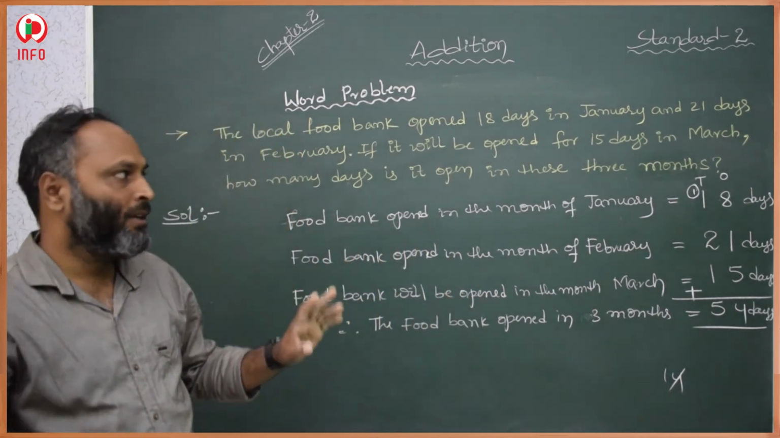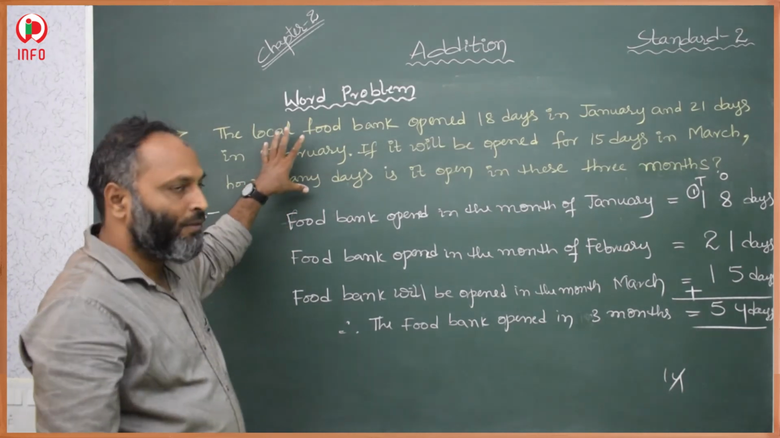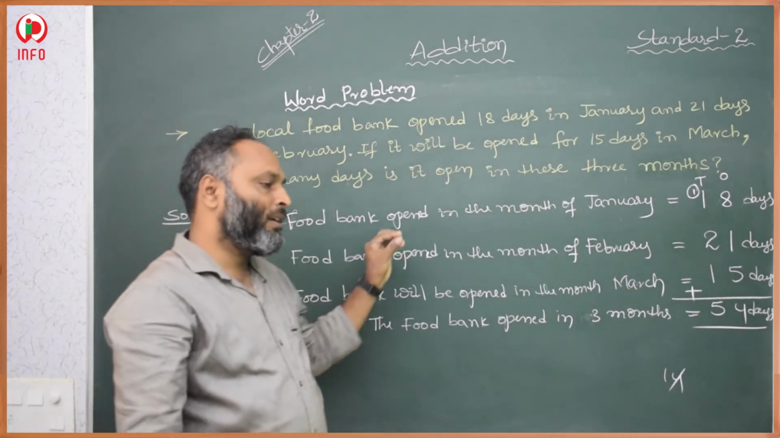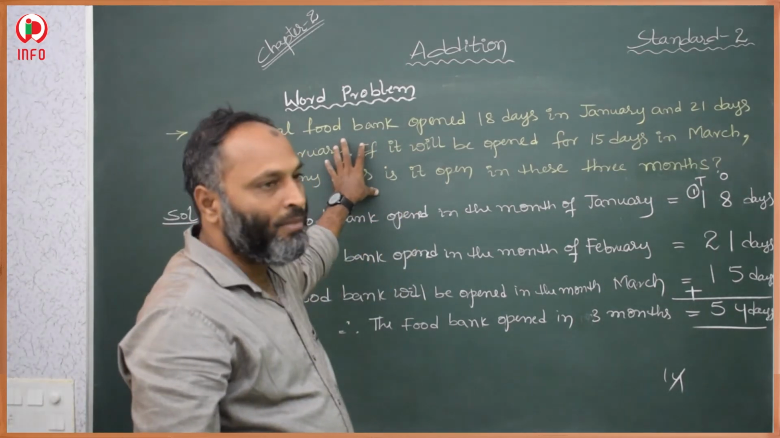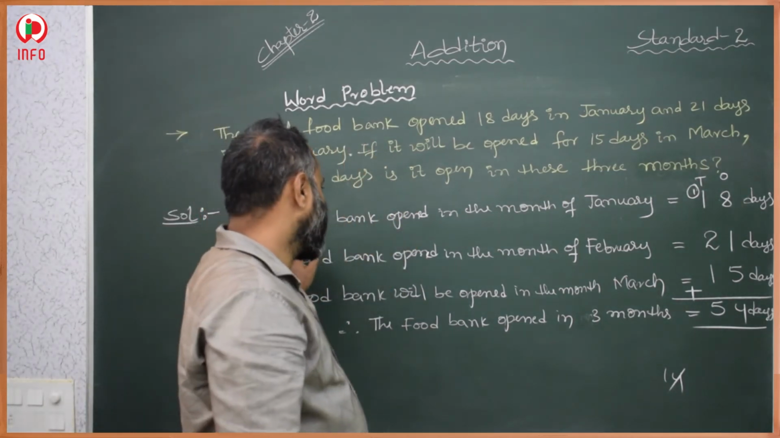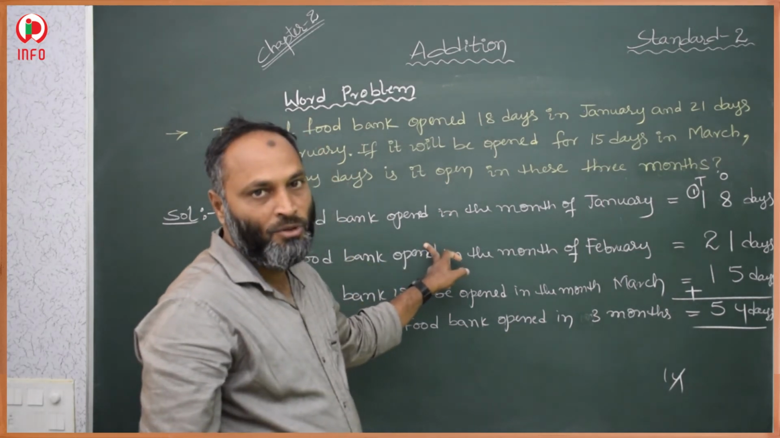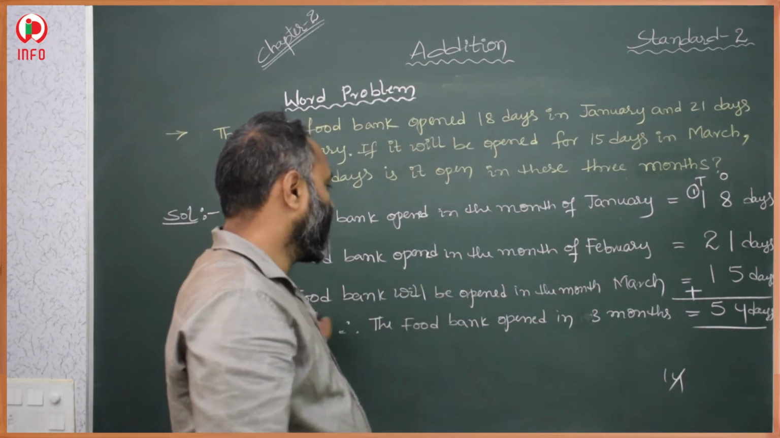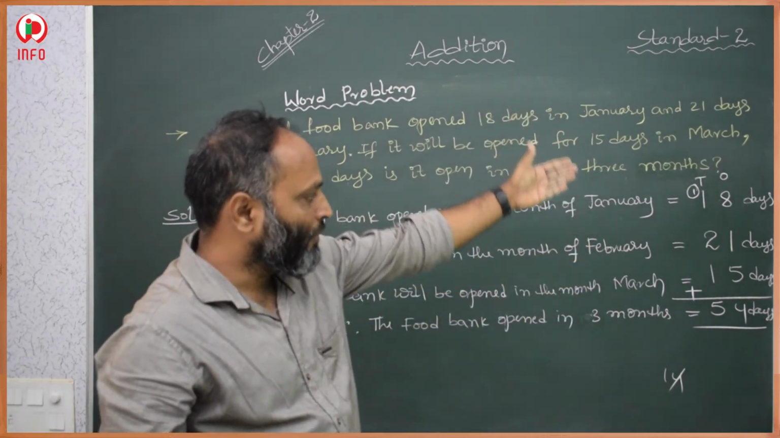So first we have to read the question and understand it. This is a word problem, and steps are important. First we have to write the steps: in the month of January how many days it will open, and in the month of February, and in the month of March. Then we have to add all this.